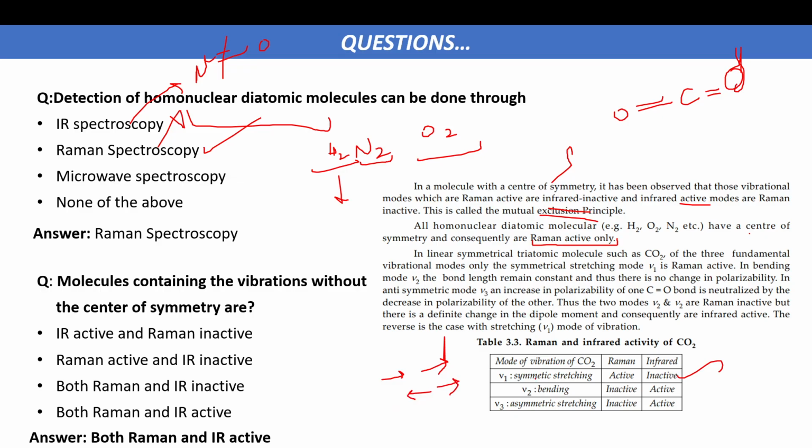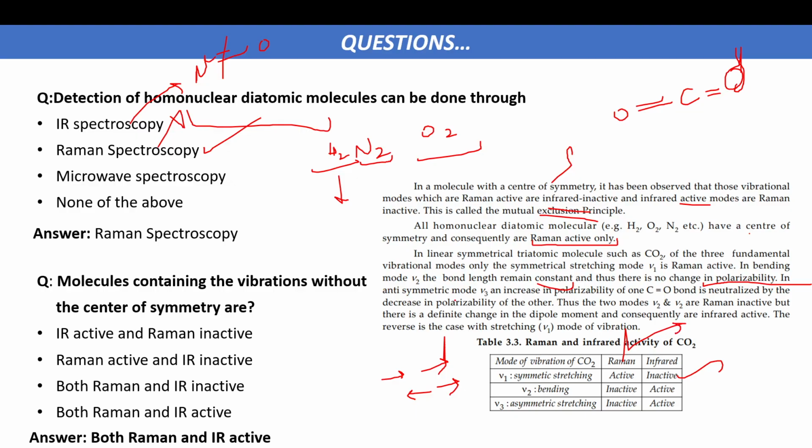So bending. In the bending mode, that is mu2, the bond length remains constant and thus there is no change in the polarizability. As a result, if the bond length is constant, then there is no change in polarizability. Therefore, it is Raman inactive. Why? Because in Raman there is a condition that it should be polarizable. So it is Raman inactive while IR active.